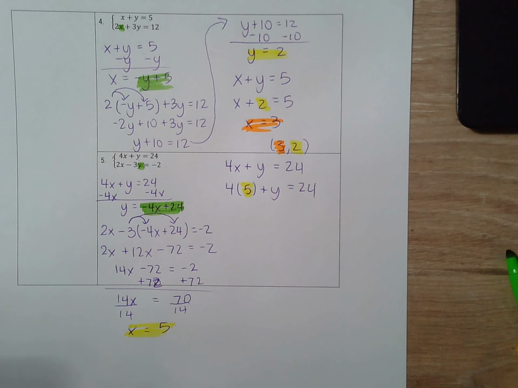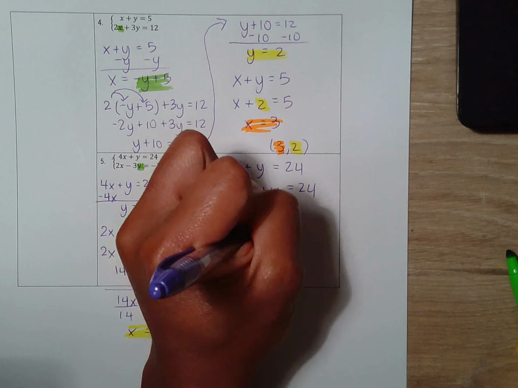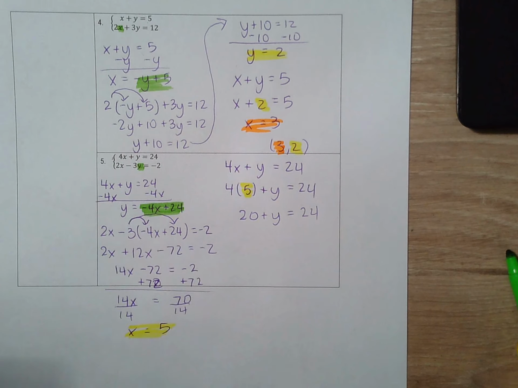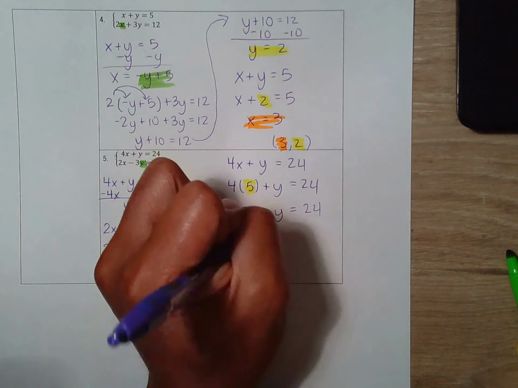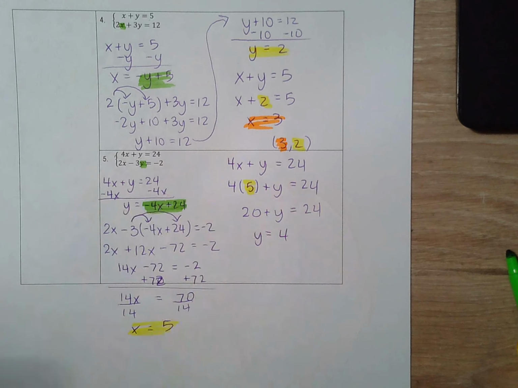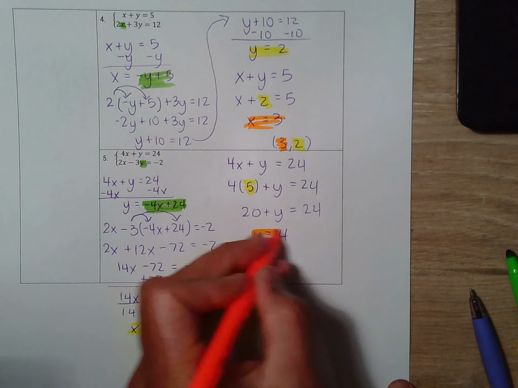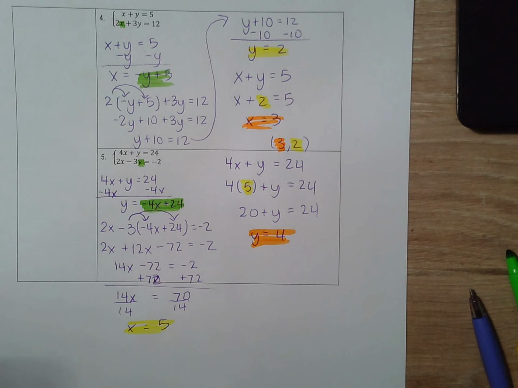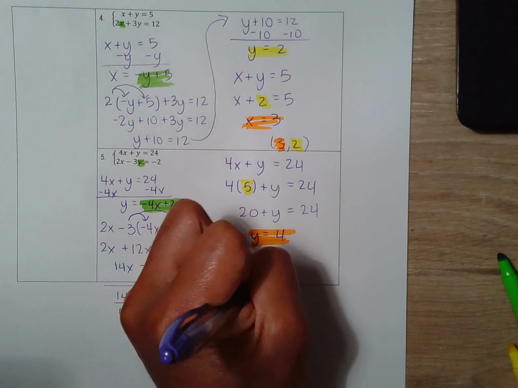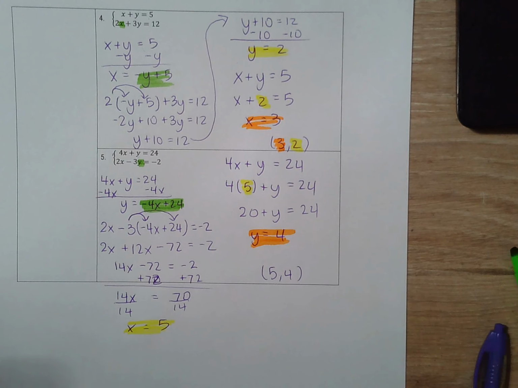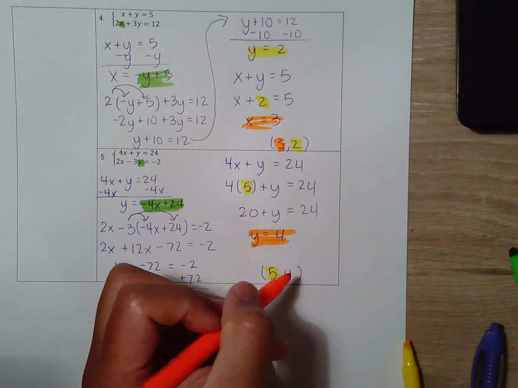So that gives us 20 plus y is equal to 24. Without using our fancy math, this is just 20 plus what number is equal to 24? We should know that that number is just 4. So y is equal to 4. Yeah, so we found our two variables, right? X is equal to 5, y is equal to 4. Always, always, always write this in coordinate form. 5, comma, 4. Final answer.